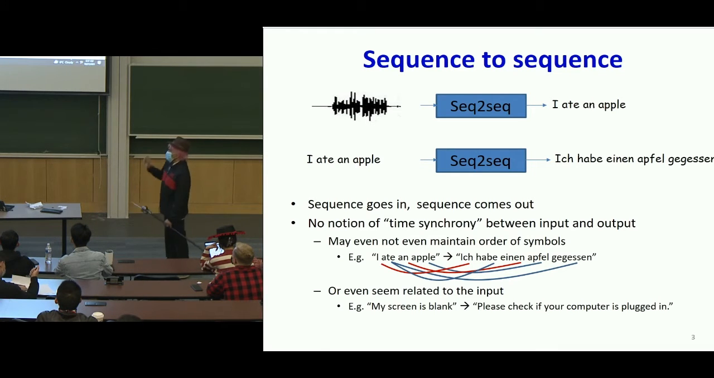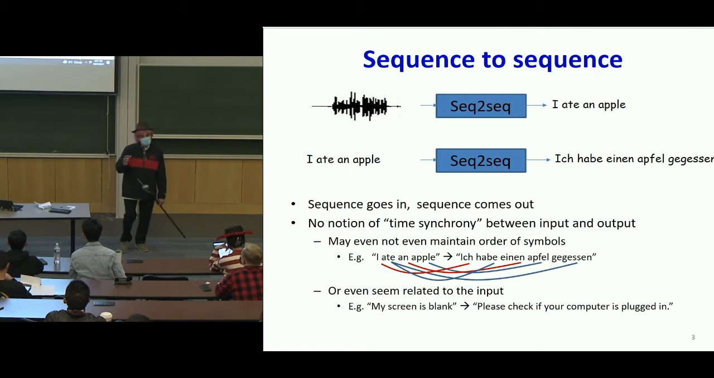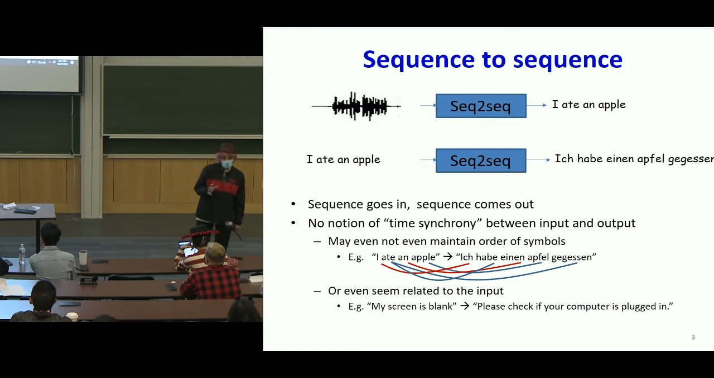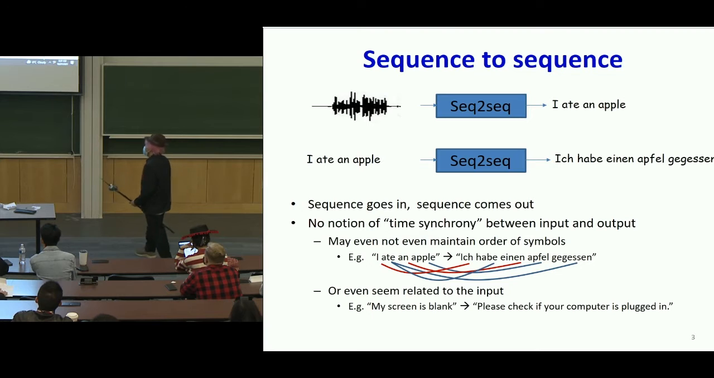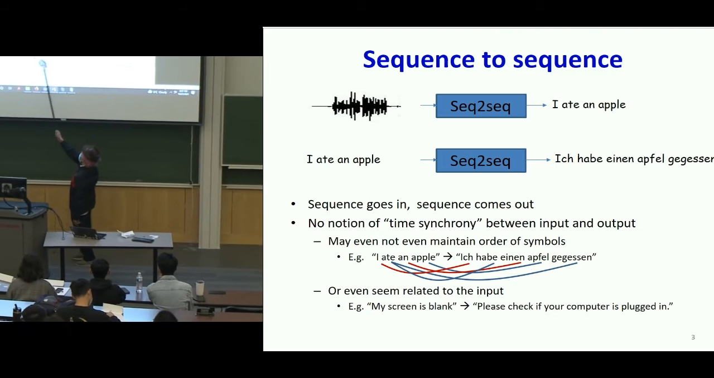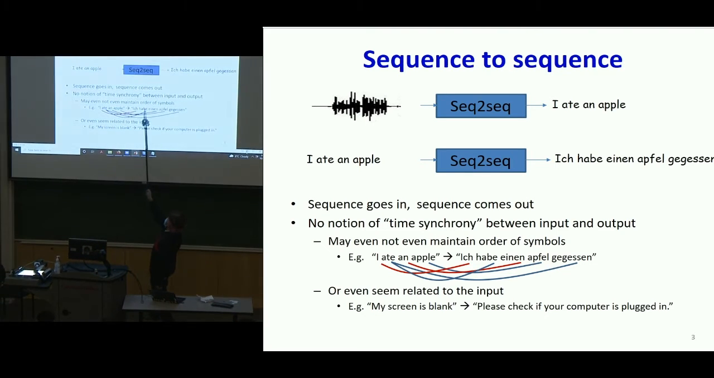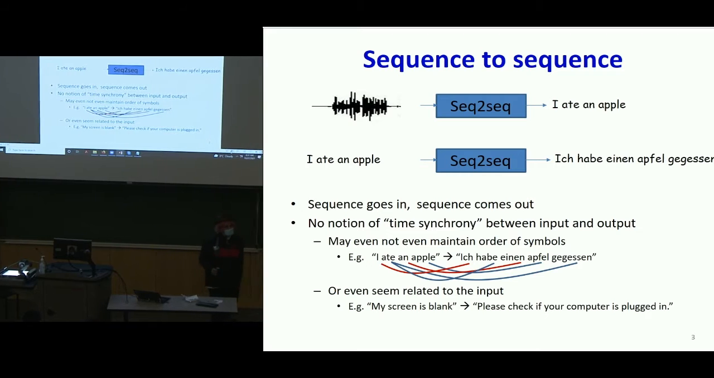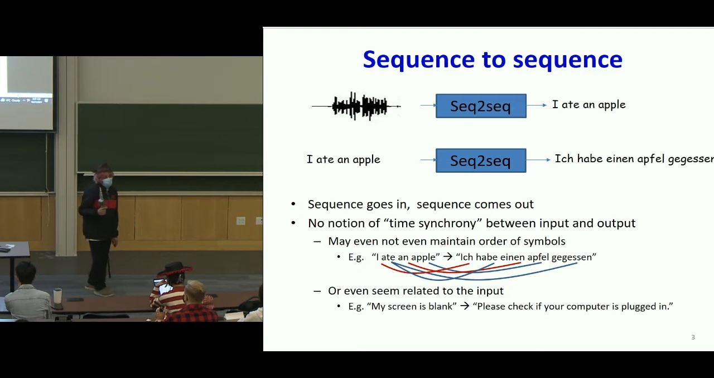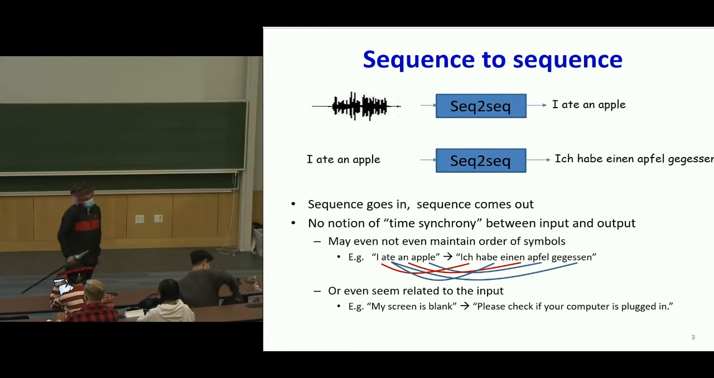On the other hand, if you look at the second problem, I ate an apple, which gets translated to Ich habe einen Apfel gegessen, the number of words in the output is actually greater than the number of words in the input. There is no strict one-to-one correspondence between the output and the input. In fact, if you look at the order, I became Ich, which is fine. The first one became the first one here. But ate actually split into two words, habe gegessen. So you can see that the kind of synchrony we're used to seeing doesn't exist anymore.